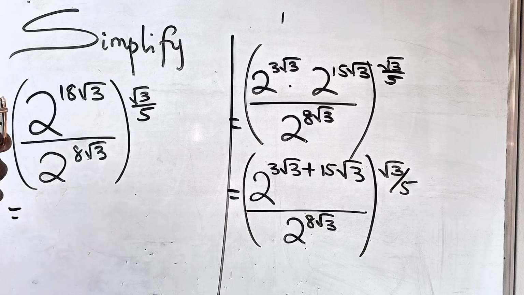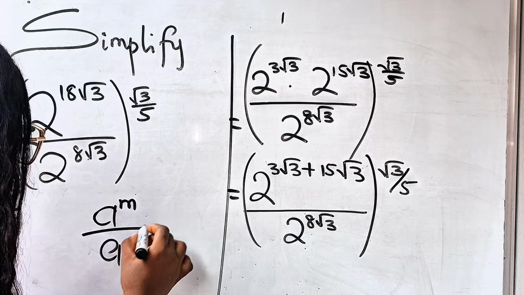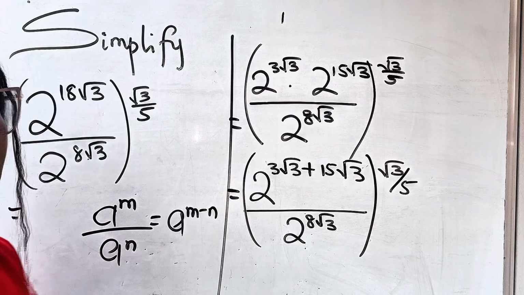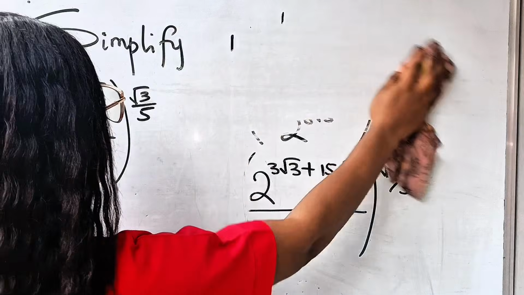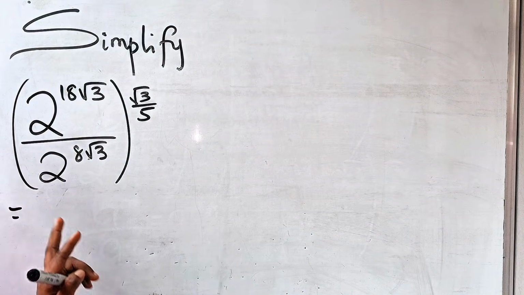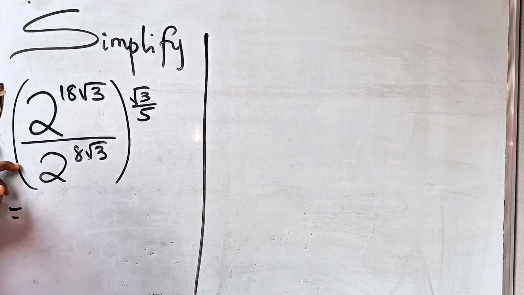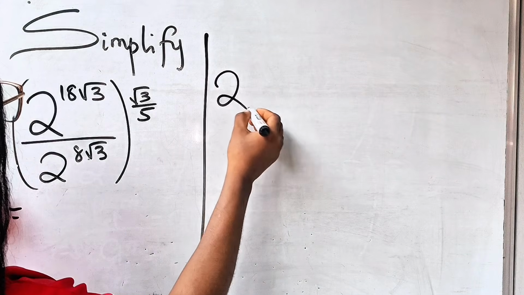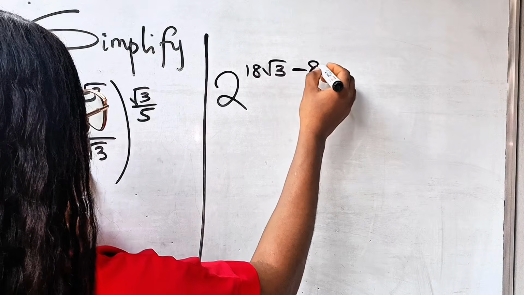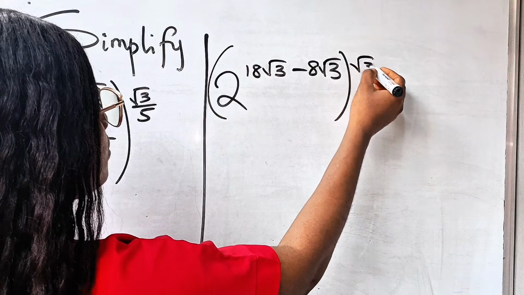Now, recall again that a to the power of m divided by a to the power of n is equal to a to the power of m minus n. So that simply means that we can write this as 2, since they have the same base, to the power of 18 root 3 minus 8 root 3. Everything raised to the power of root 3 over 5.